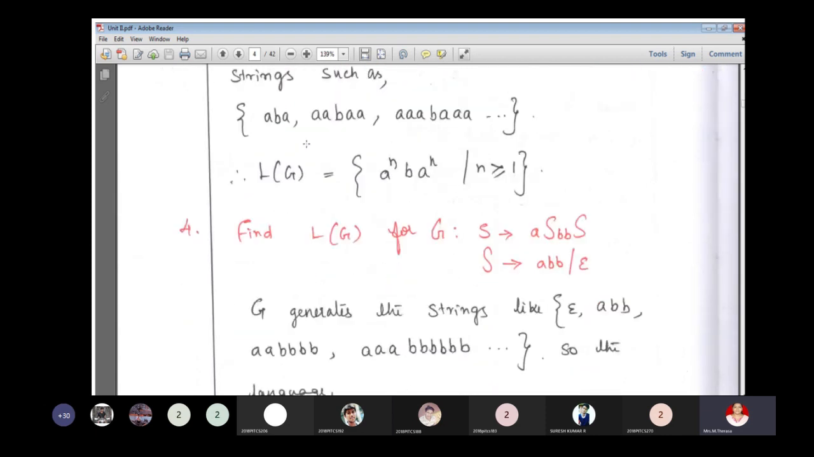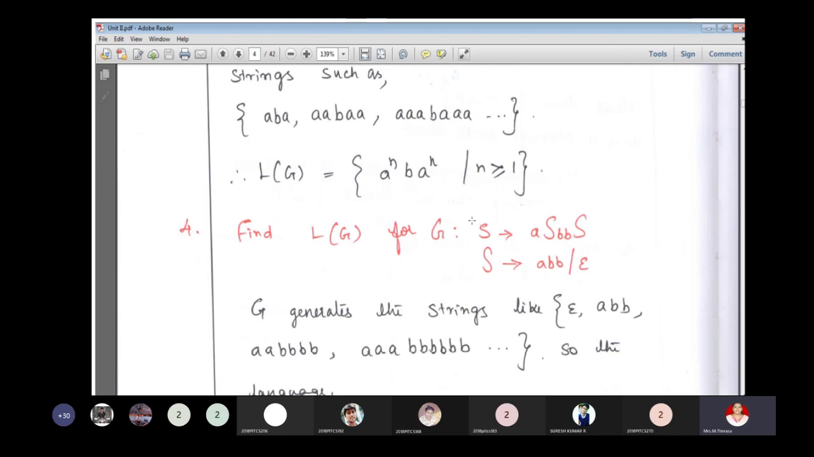Okay. Similarly, we'll see another problem. Find L(G) for G: S tends to aSbbS, S tends to abb or epsilon. Okay. There are three production rules given. And we haven't been explicitly given the variables, terminals and the start symbol, but you can identify the variables, terminals and the start symbol.